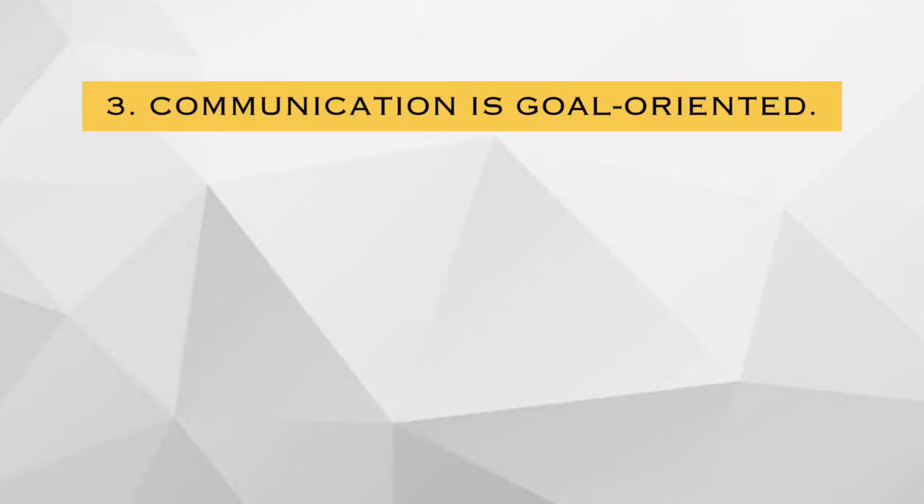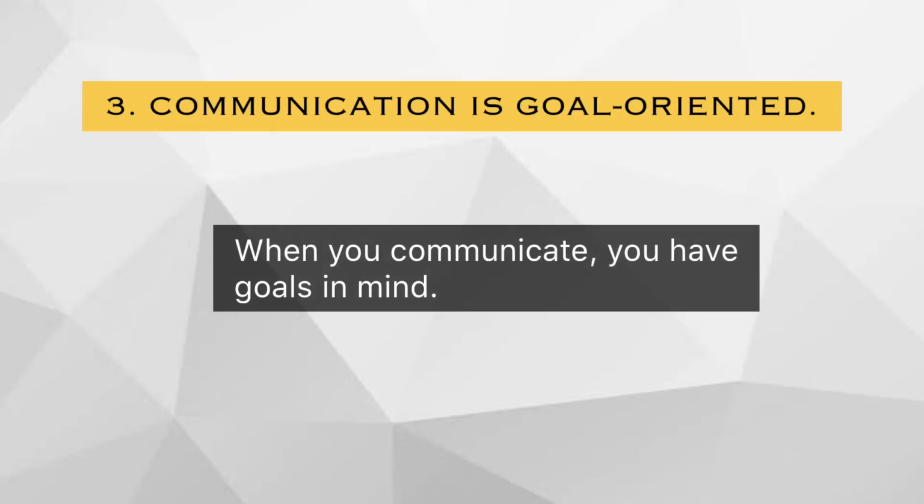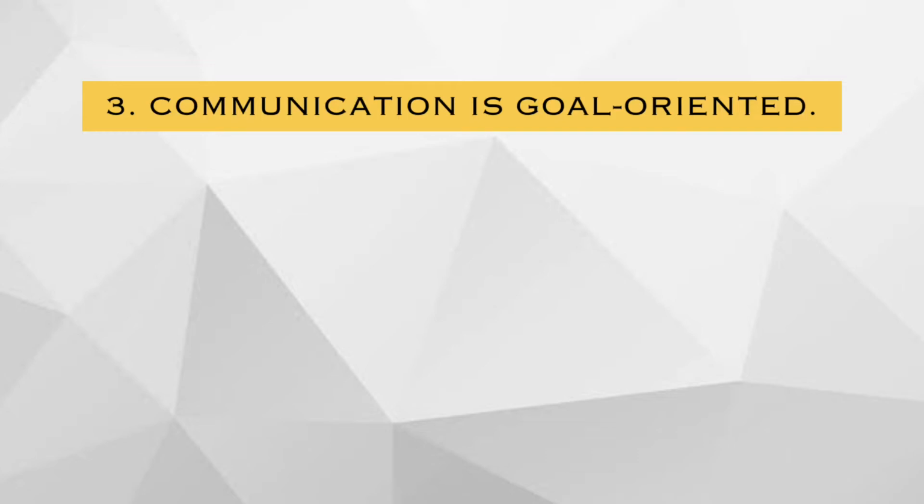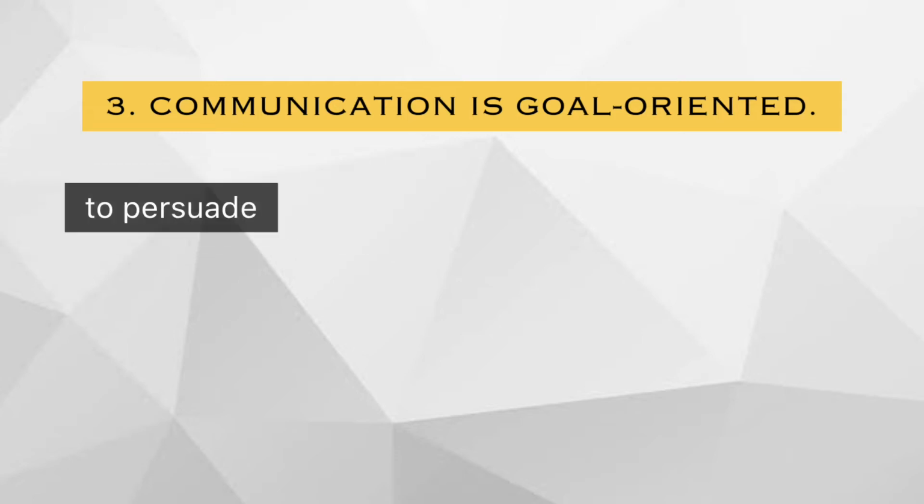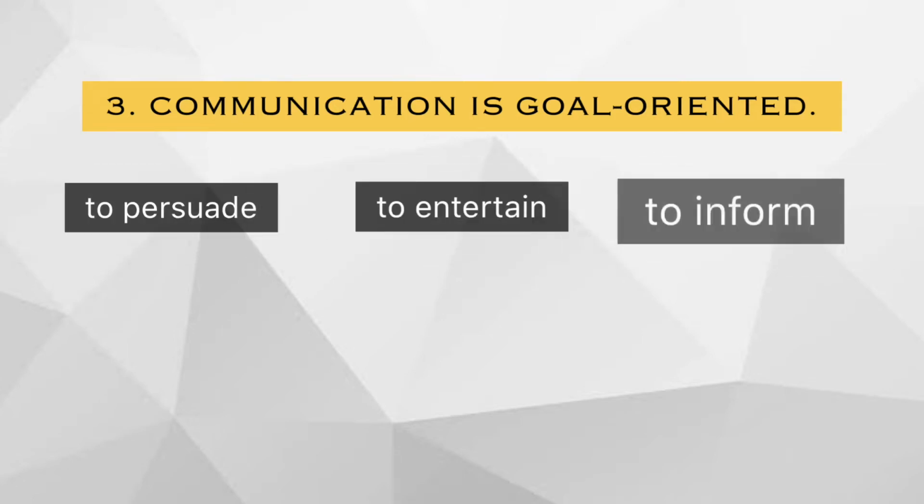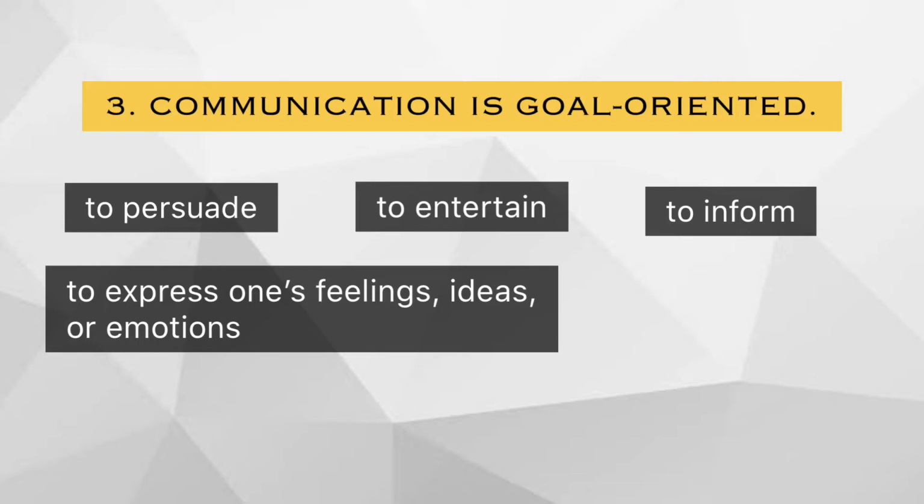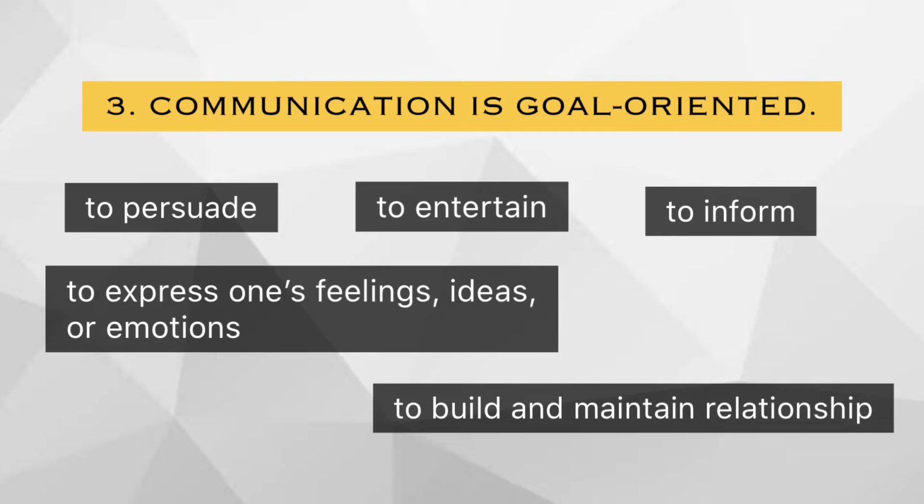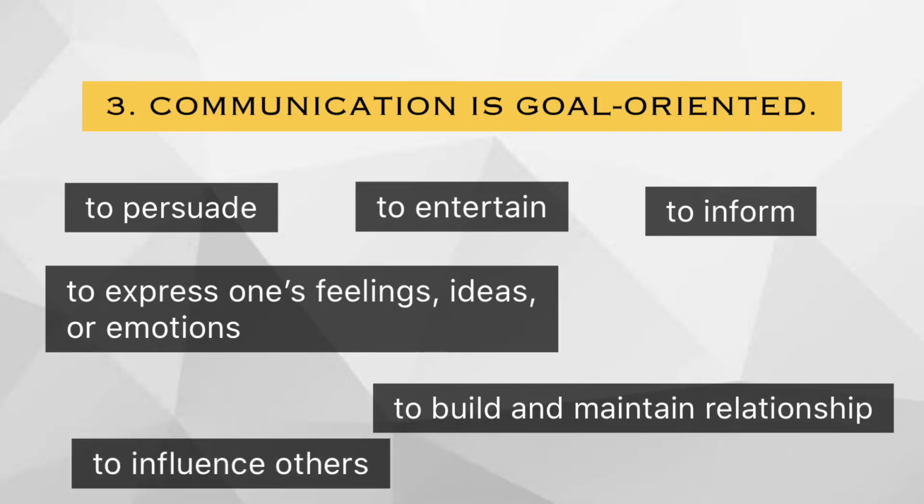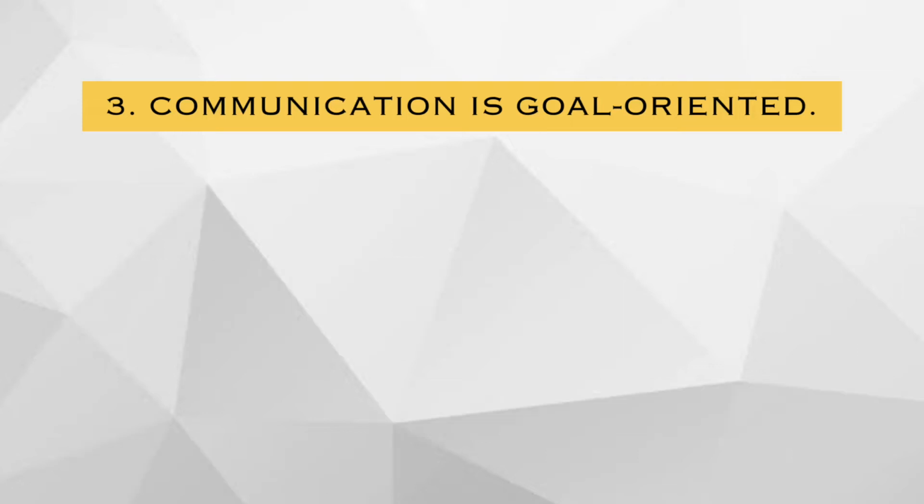The third principle is communication is goal-oriented. When you communicate, you have goals in mind. You do not just say something or write a message on a piece of paper for no reason at all. It is true that you should have goals in mind when you communicate. It can either be to persuade, to entertain, to inform, or to express one's feelings, ideas, or emotions. It can either be to build and maintain relationships, or to influence others. Those are some purposes of communication.